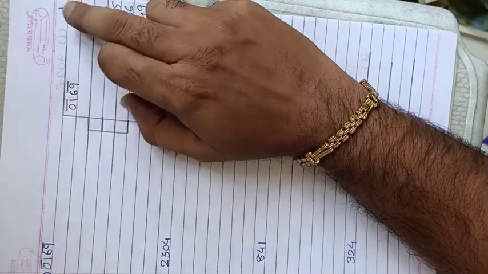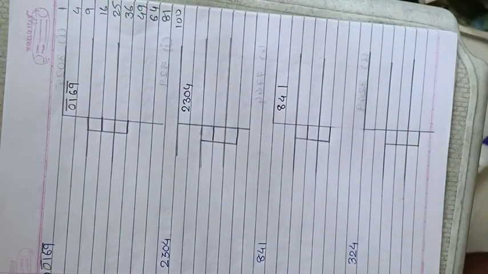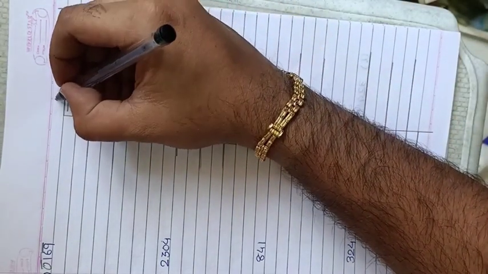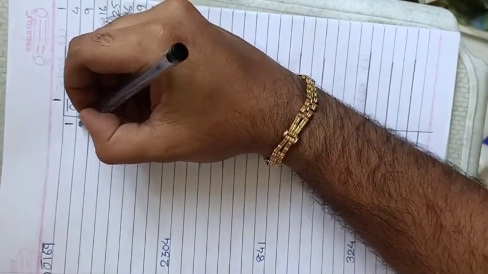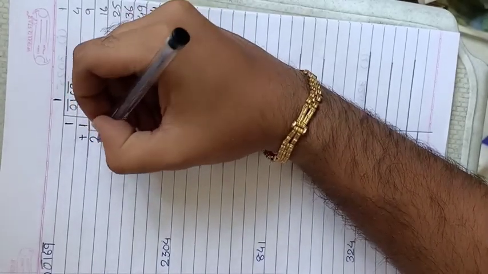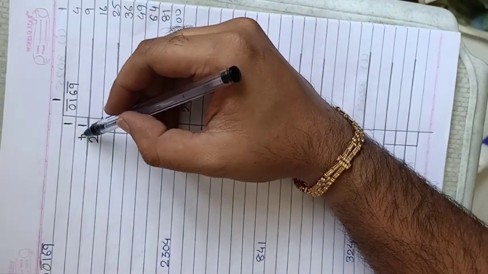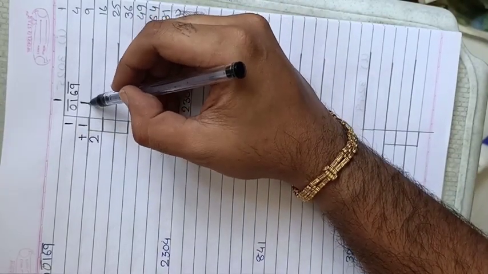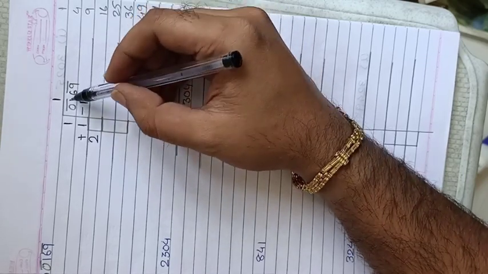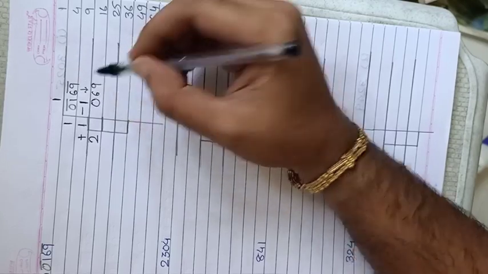Next, the square root of 1. Is it possible? Yes. The square root of 1 is possible. What is the square root of 1? It is 1 itself. And how many times do you have to write 1? 3 times. One time up, one time here, one time just beneath it. Then add it: 1 plus 1 is 2. Where do you write 2? Just beneath it. And the multiplication you write on the right side. 1 into 1 is 1, not 2. So 1 minus 1 is 0. The next number to be carried forward is 69.